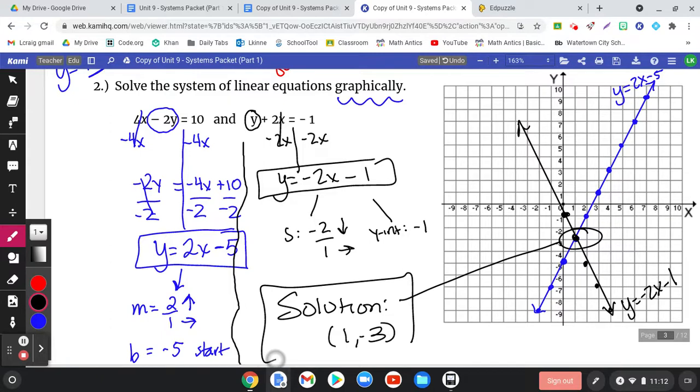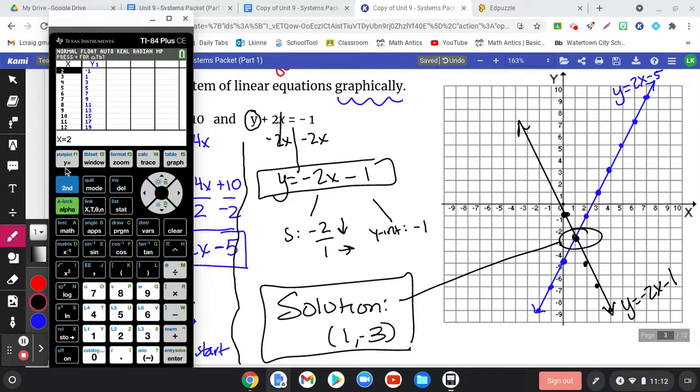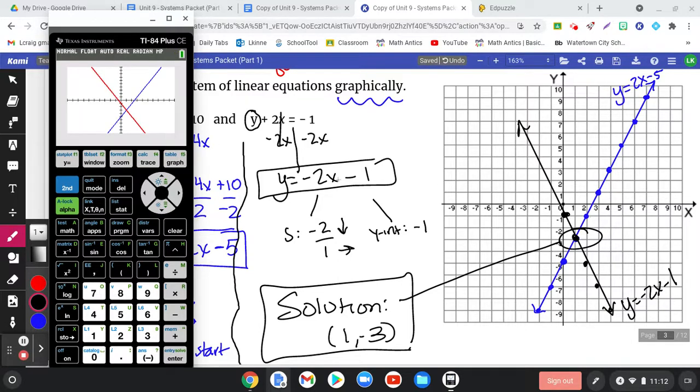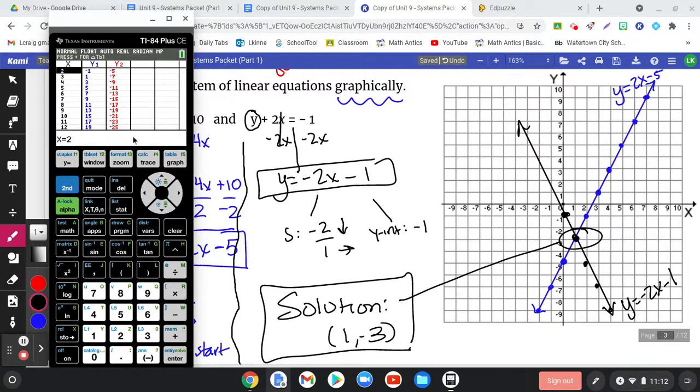Now, like I said, I like to double check in my calculator. We already have this equation in. Let's put the other equation in to y2, negative 2x minus 1. Let's take a look at that graph. Yeah, that looks pretty spot on. Now, I forgot to mention this in the last video, but we can check to see if that's our point of intersection. See how they both have a negative 3? Good to go. 1, negative 3 is our intersection point.